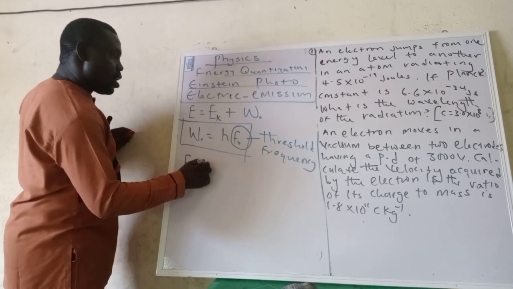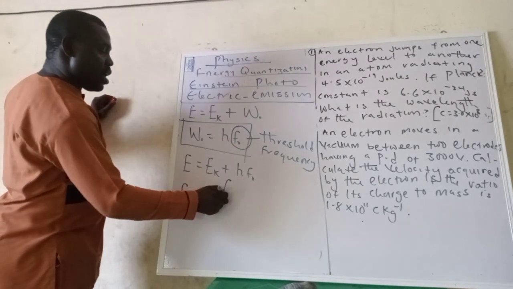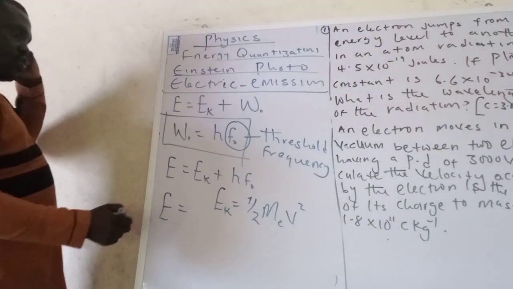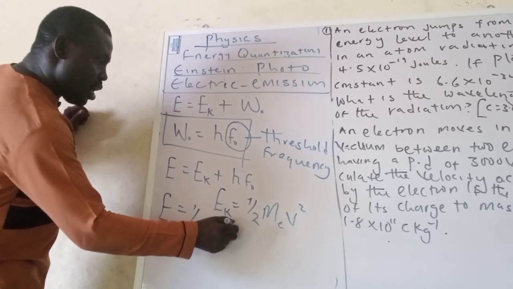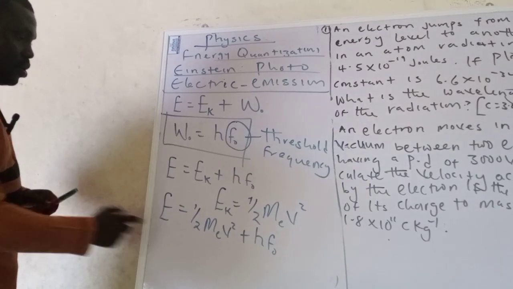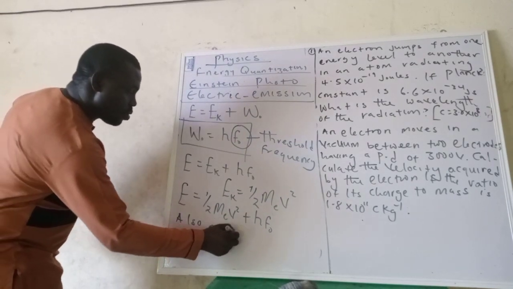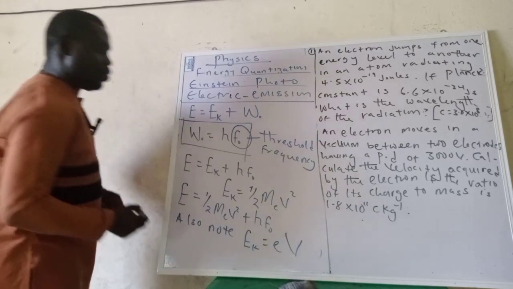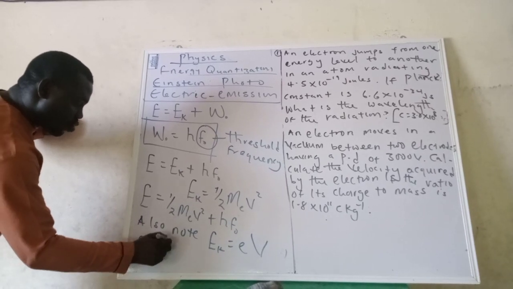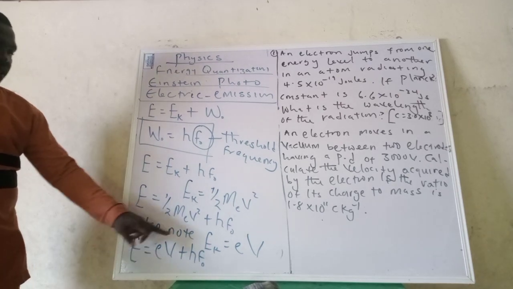So we have E equals EK plus h f naught. The EK here, kinetic energy, is equal to half mv squared. So I can put half mv squared here plus h f naught. I guess I'm not so fast. Are you following? Yes, sir. Okay. So E equals this and equals this. Now, also note that EK is equal to electron volts times V, so our equation can change to eV plus h f naught.